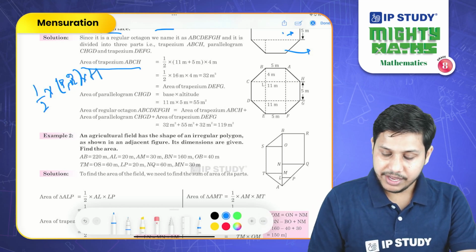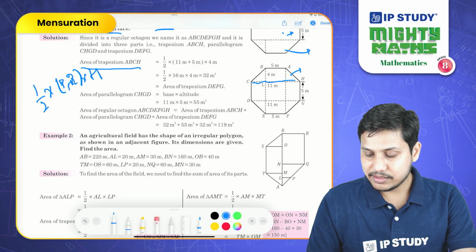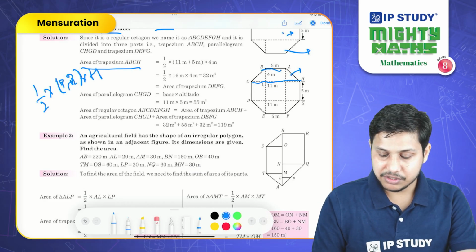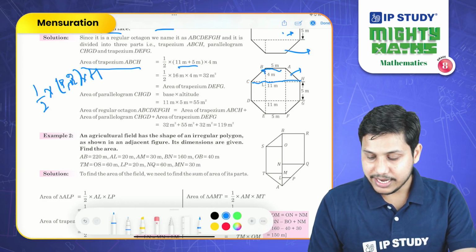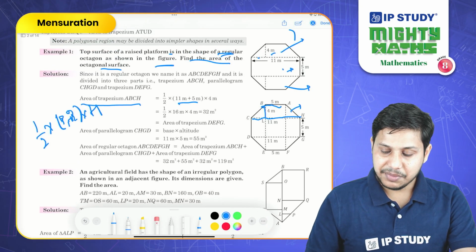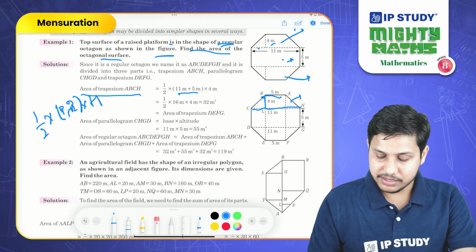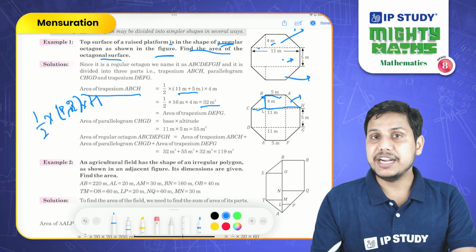So here we have this trapezium whose one parallel side is 11 meter and other is 5 meter. So we have taken this, and height is 4 meter as given in the question itself. You can see over here. So it means we have the area of this trapezium as 32 meter square.